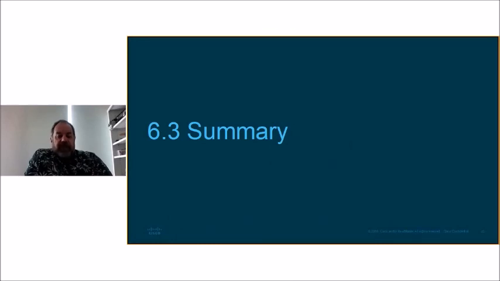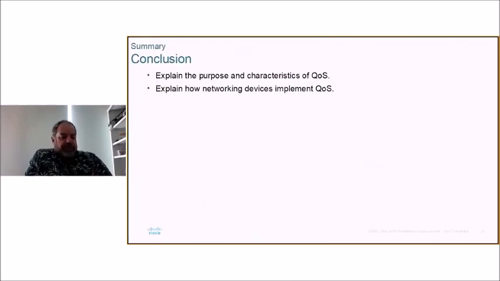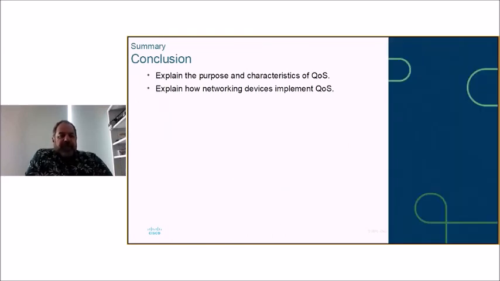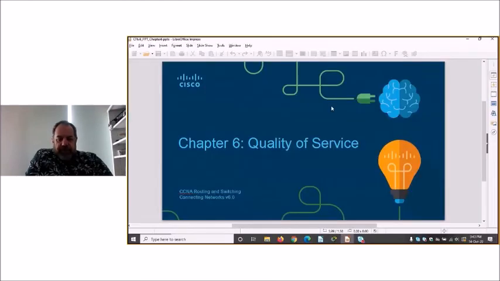Okay, so we're up to the summary. Good news. We looked at the purpose and characteristics of QoS, and we looked at how networking devices implement QoS. Of course, next week we'll be doing chapter 7, and there's only 8 chapters in this course, so we're getting towards the end.